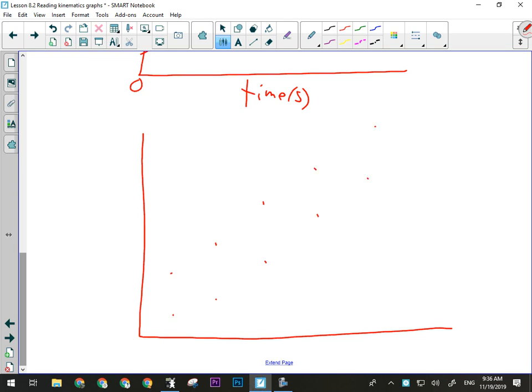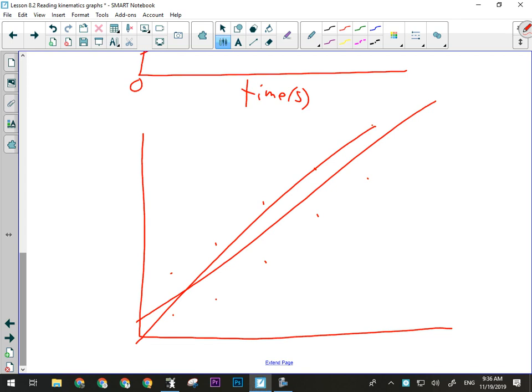Right? They weren't all in a perfect line. But Google Sheets drew a line that went like this. If I just go v equals d over t and use this point, am I finding the slope of this line? No, I'm finding the slope of this line.